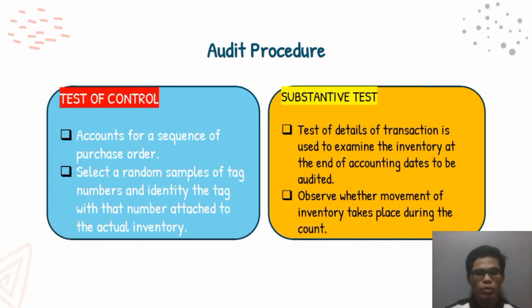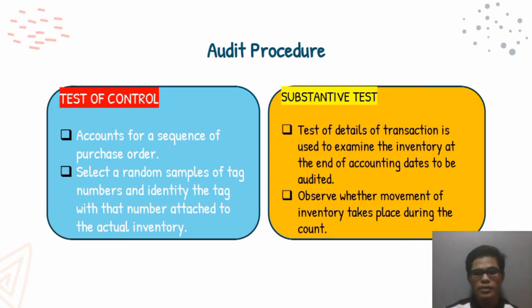And then we go to the audit procedure. For audit procedure in the existence assertion, they are divided into two procedures, which is test of control and substantive test. For test of control, the first one is account for a sequence of purchase orders, and number two is select a random sample of tag numbers and identify the tag with that number attached to the actual inventory.